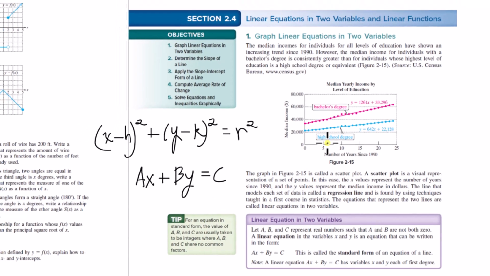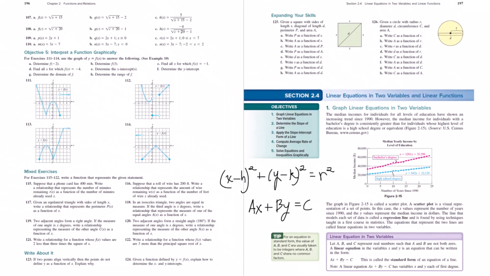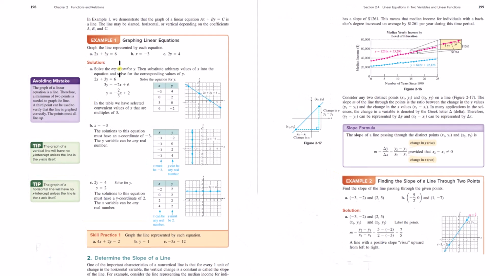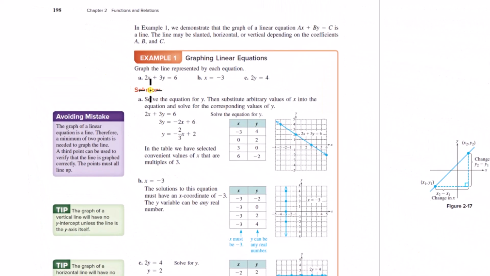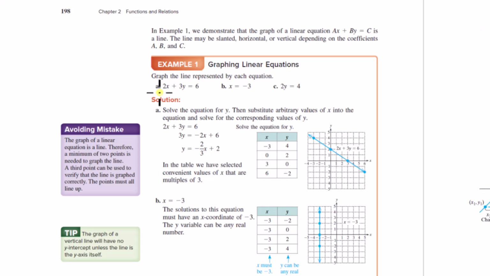And if we come to the next page, we can see 3 examples of this here. So the equation 2x plus 3y is equal to 6.